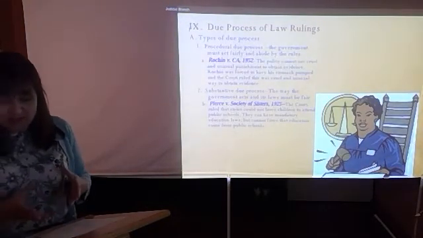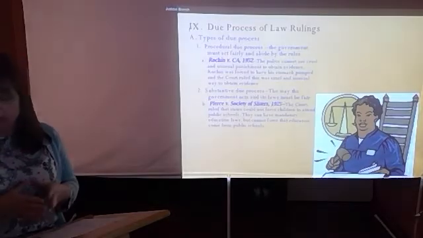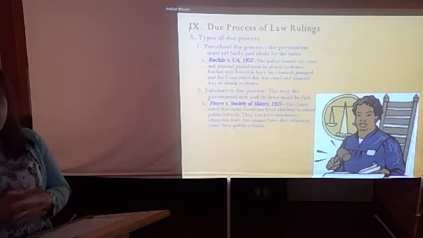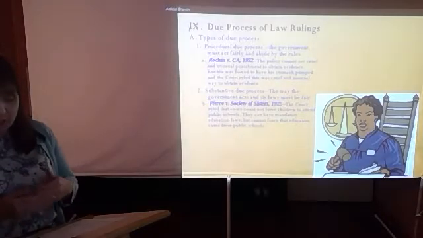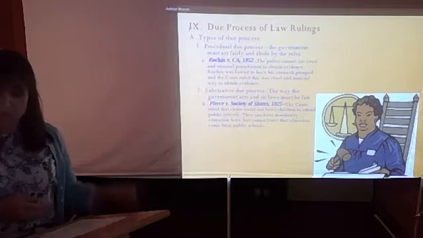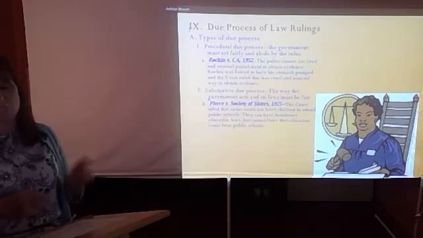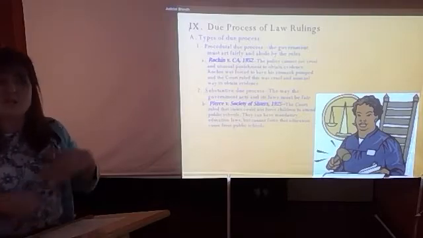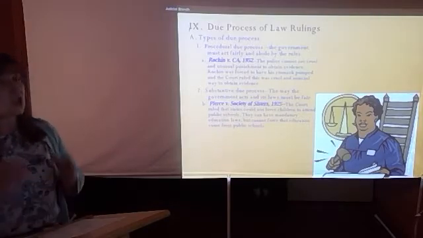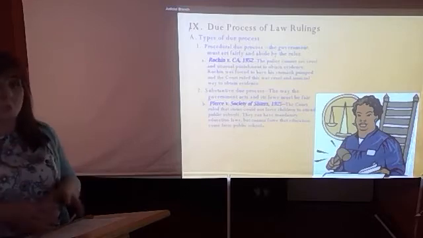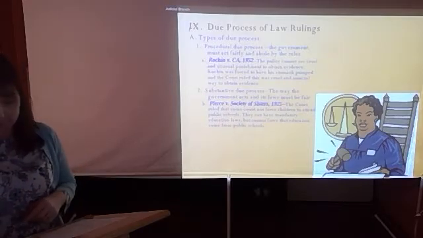One of the cases that dealt with this is Pierce versus the Society of Sisters in 1925. The court ruled that the states could not force children to attend public schools. They can have mandatory education laws, but they cannot force that education to come from the public schools. It's why you can go to a private school today. Virginia has mandatory education laws. You have to get an education, but you can choose to be homeschooled, go to a private school, or go to a public school.